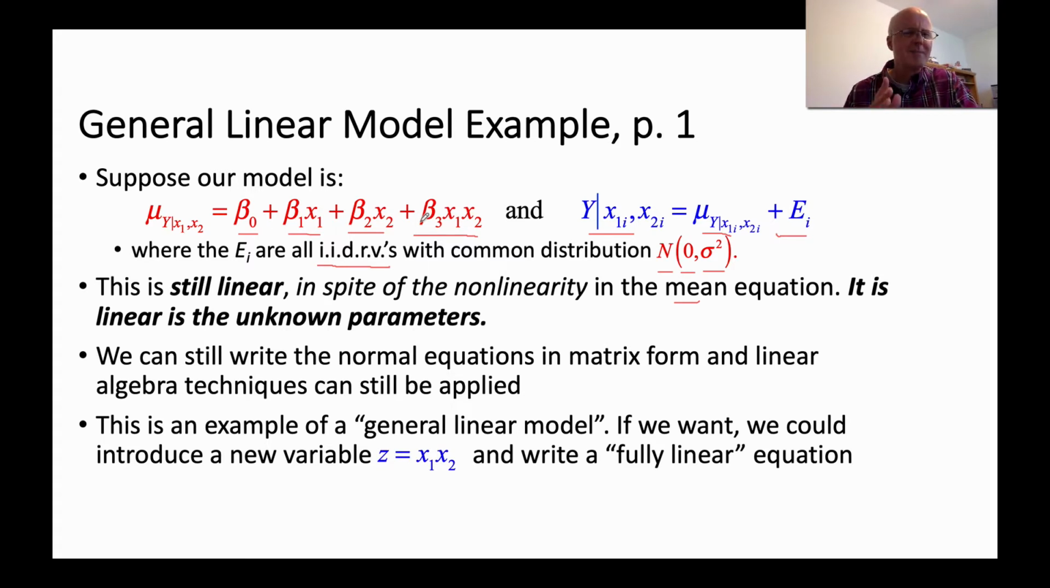If we want, you don't have to do this, but you could introduce a new variable, z equals x1 times x2, and then write what you might call a fully linear equation where z appears to the first power. But you don't have to do that, okay? So it's still a linear model.